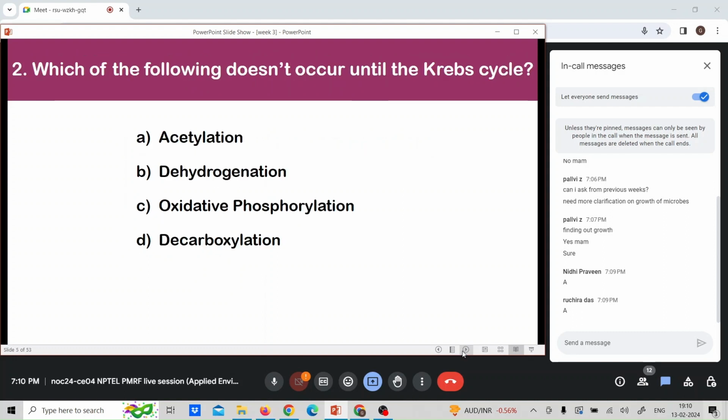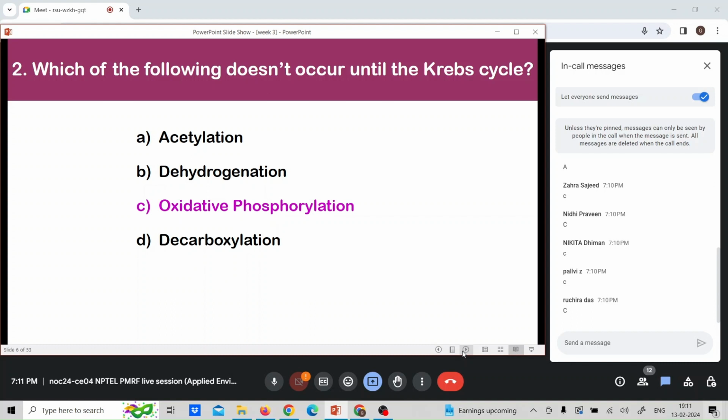We'll go to the next question now. Which of the following doesn't occur until the Krebs cycle? Right, this is great. I've gotten many responses. As all of you have said, it's oxidative phosphorylation. Basically, oxidative phosphorylation occurs after the Krebs cycle, so it doesn't occur until the Krebs cycle. So that's the right answer.